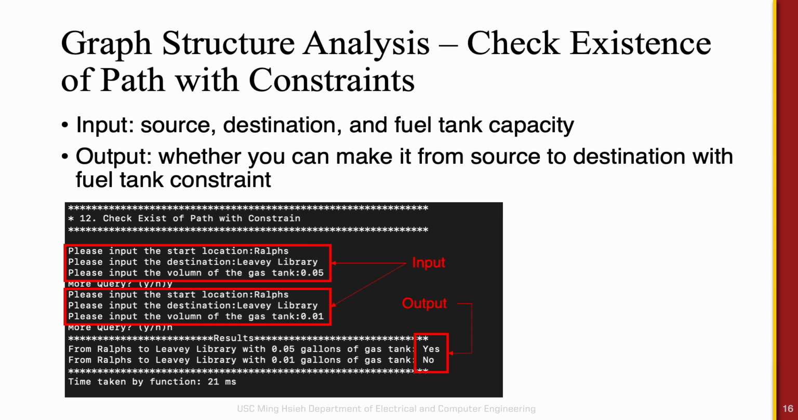Another function checks whether it is possible to travel from a source to a destination under certain constraints, such as limited fuel capacity. For example, if you start from Ralphs, you're heading to Levy Library, and you have only 0.05 volume of gas in your fuel tank, then yeah, you can make it. But if you only have 0.01 gallon in your gas tank, then you couldn't make it.